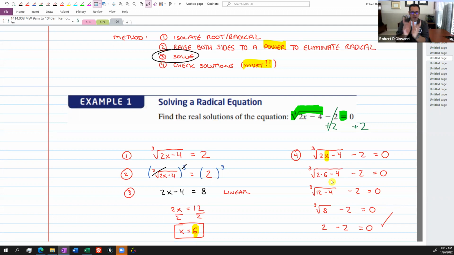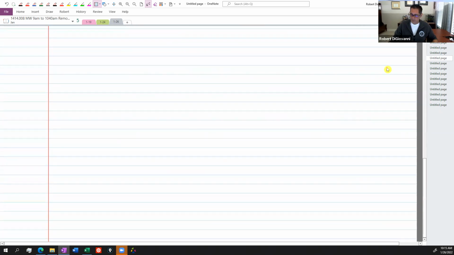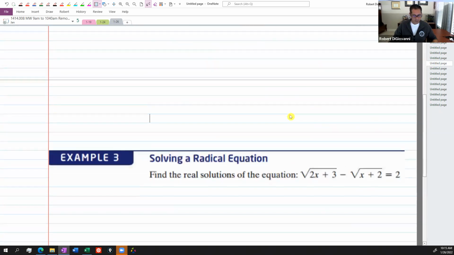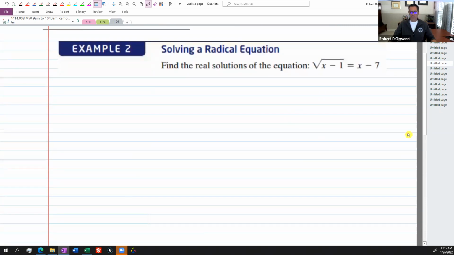Look at it, see that it's a radical equation, isolate the radical, raise both sides to the power to kill the radical, solve whatever equation's there, check your answer. Ready for our next example? All right, here we go.